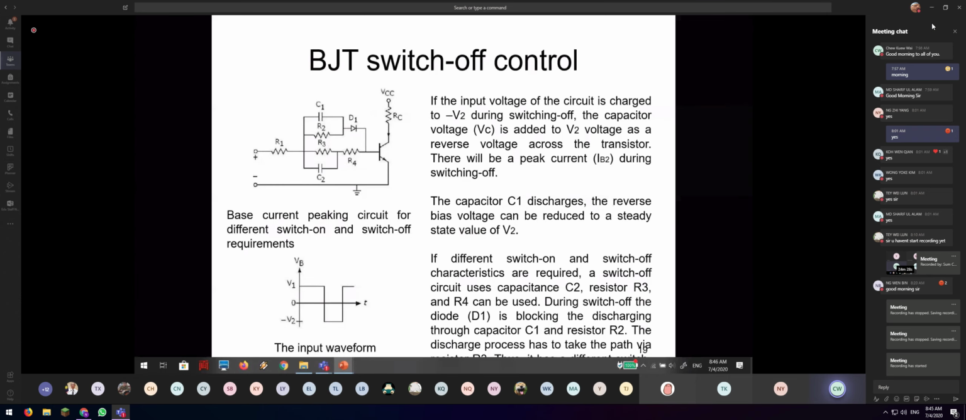So for the BJT, turn-off is also the same. When it turns off, they try to avoid the energy stored inside the capacitor from hitting the BJT. This can be done by using another network here, so that the charge inside will be dissipated inside the loop itself. So there will be no spike that strikes the feedback on the BJT. So this is the idea. For the rest of the reading, you can read by yourself.